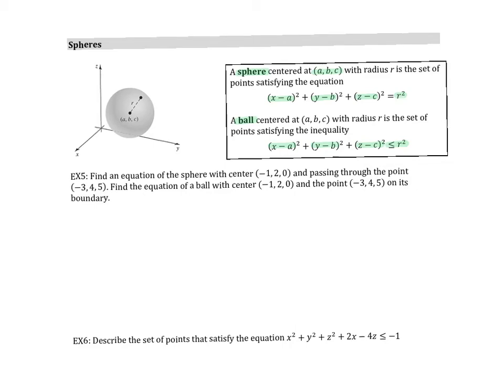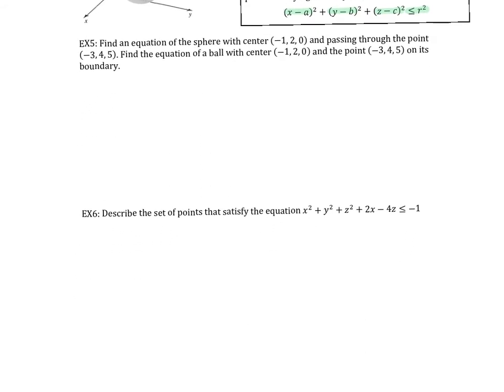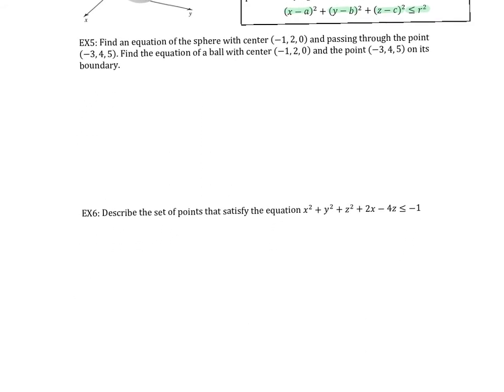Let's do some examples. Example 5, we're supposed to find an equation of a sphere. We have the center, and we know that it's passing through the point (-3, 4, 5). And then we're also asked to find the equation of a ball, same center, passing through the same point, and it says on its boundary. So the boundary means the sphere itself, not the inside portion. So since our sphere has a center (-1, 2, 0), that would be in the equation, my a, 2 is b, c is 0.